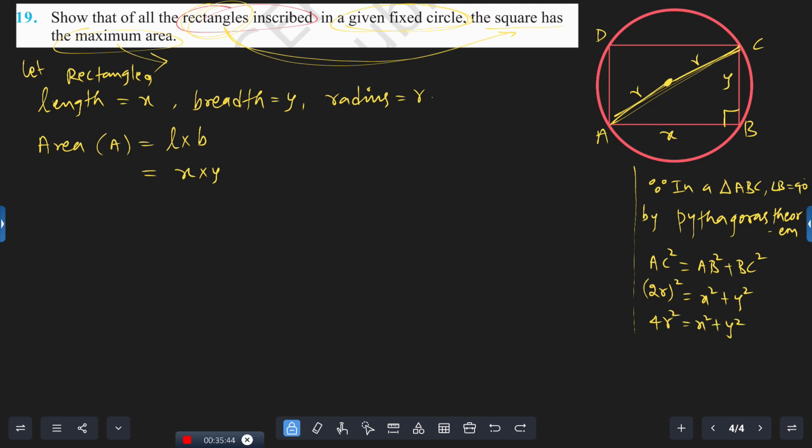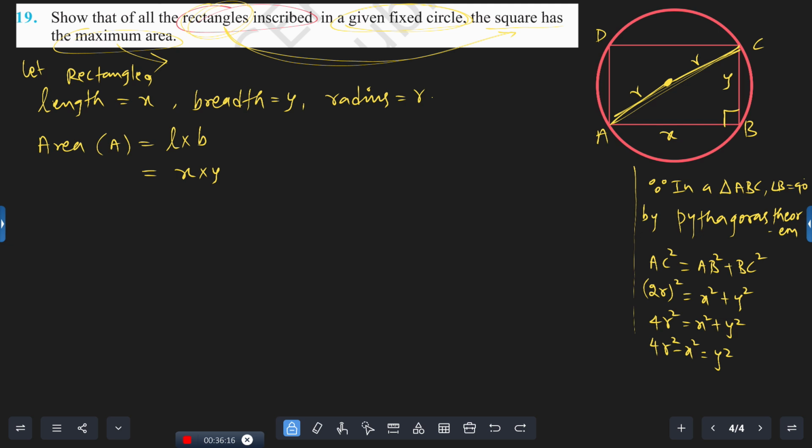I told you any one variable you can use, either x or y. Suppose we bring x square to this side: 4 times R square minus x square is equal to y square. So y square is equal to 4 times R square minus x square. But we need y only. If we find y, it becomes a square root. Square root and all, don't go; the answer will be too difficult.